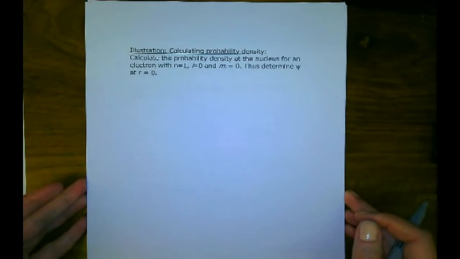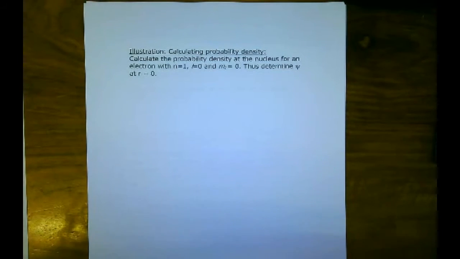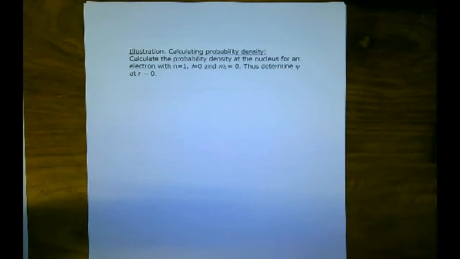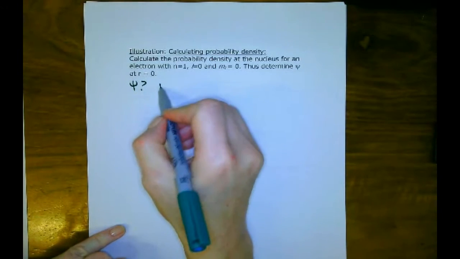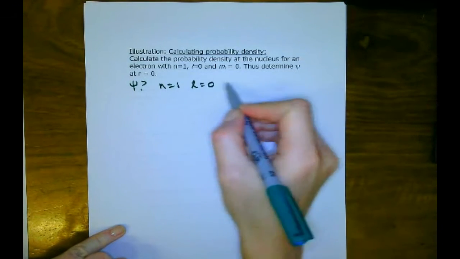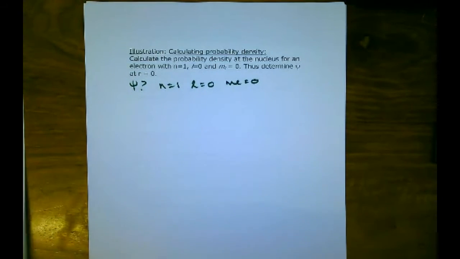So we can now have a look at an illustration using these wave functions. So calculate the probability density at the nucleus for an electron with n equal to 1, L equal to 0, and ml equal to 0. So we need the wave function, and we know at the nucleus the radius is equal to 0. So what we want is the wave function for an electron with n equal to 1, L equal to 0, and ml equal to 0.